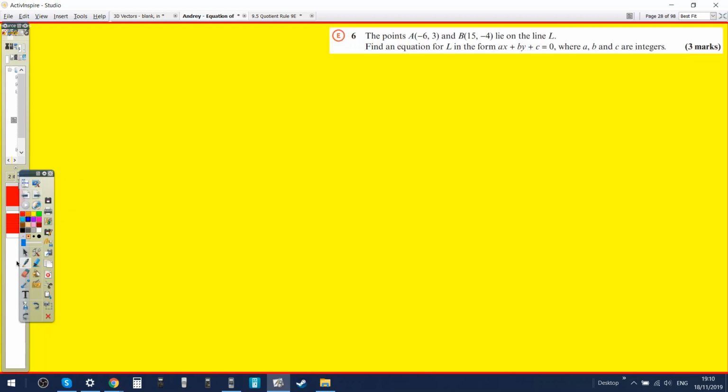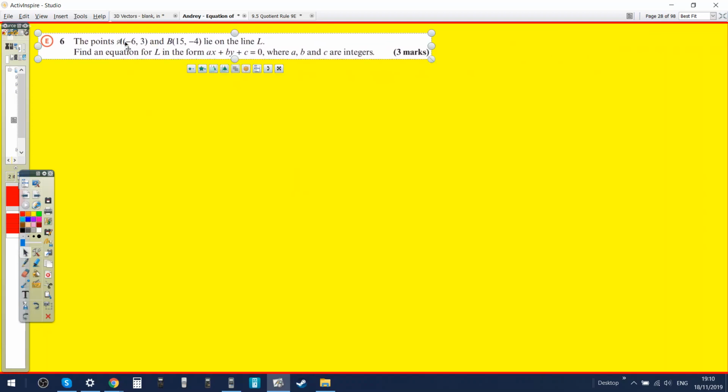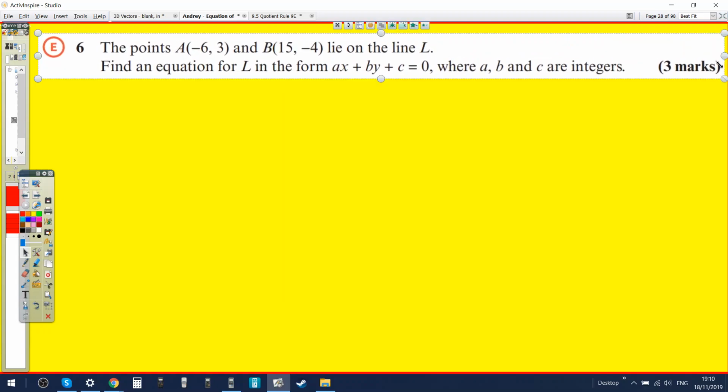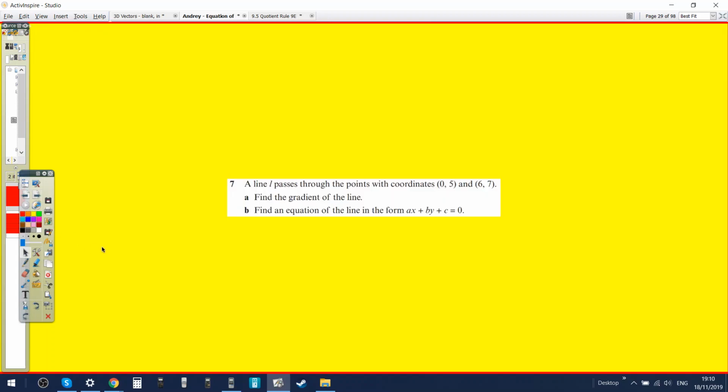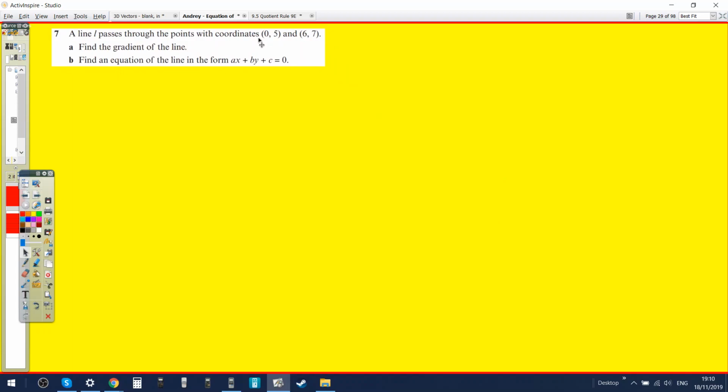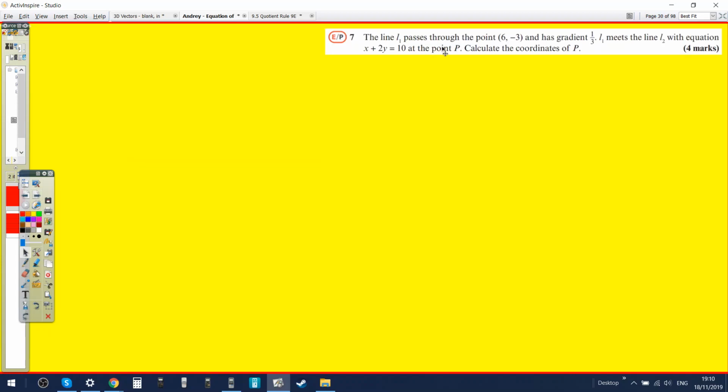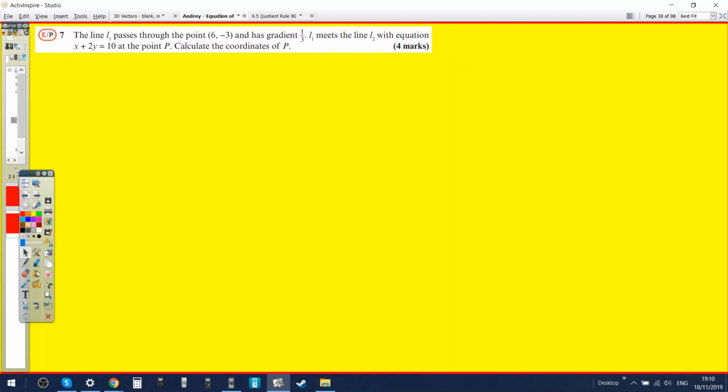So this one here, it wants you to put it in this form at the end. So instead of y equals mx plus c, you rearrange it to make it equal to 0. And a, b, and c are integers. So no fractions. But I think you'll be fine. Find the gradient, that's okay. A line L passes, yeah, that's fine. Line L has this gradient. Okay, let's give this one a go.